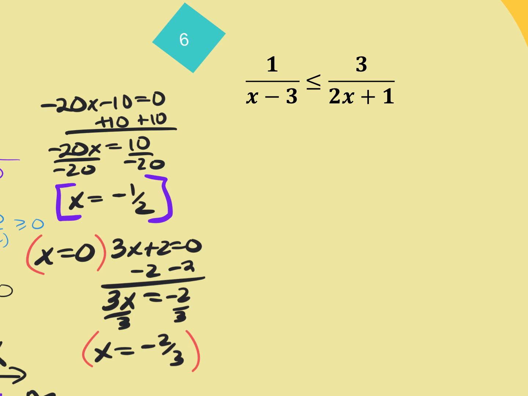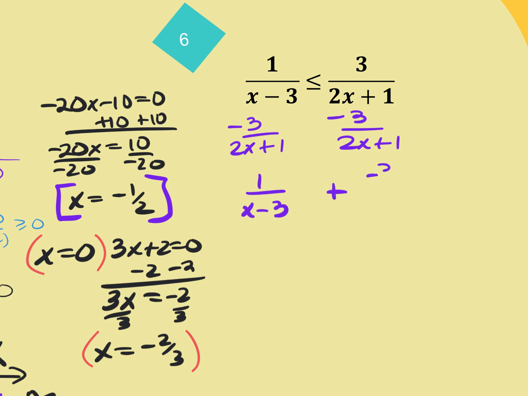Next, don't solve this as a proportion. I need to move one of them to the other side. So let me move this one, because I need a 0 on one of the sides of my inequality. So 1 over x minus 3 minus, and if you want to think of this as a negative 3 here, 2x plus 1 less than or equal to 0.